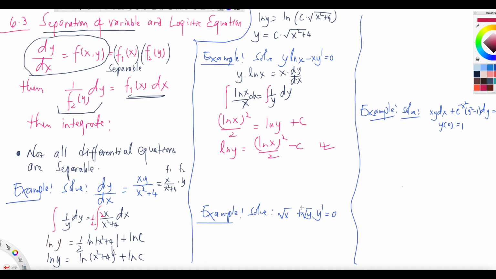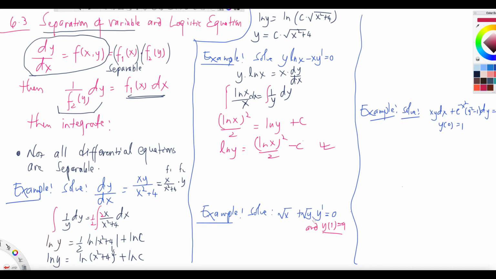So this is root x plus root y times y prime equals 0, and y(1) equals 9. This is question number 20 from the book. The initial condition is given, so whenever an initial condition is given, you will be finding the particular solution, because the value of c will be replaced by whatever value of c we get using that condition. That will be the particular solution. So let us do this problem.